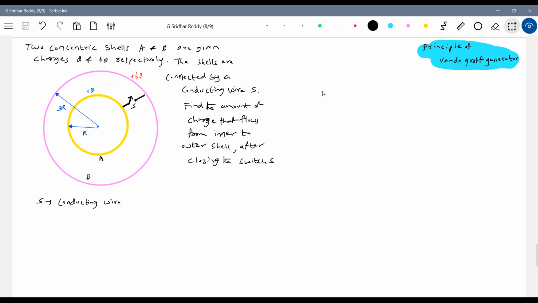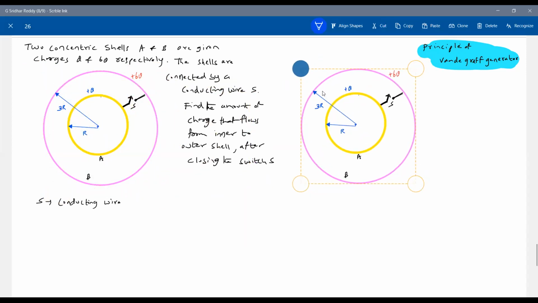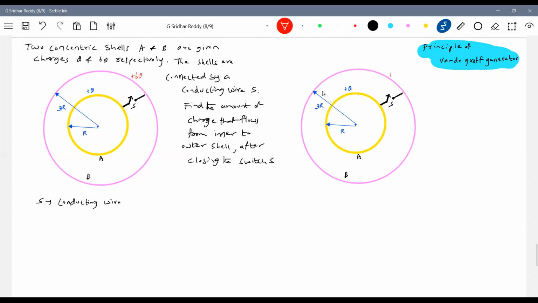So after closing the switch, after just closing the switch, what charges are there? After closing the switch, it's a conducting switch, no? This particular switch is made up of iron. These are conducting shells again, thin copper shells. Two thin copper concentric shells.